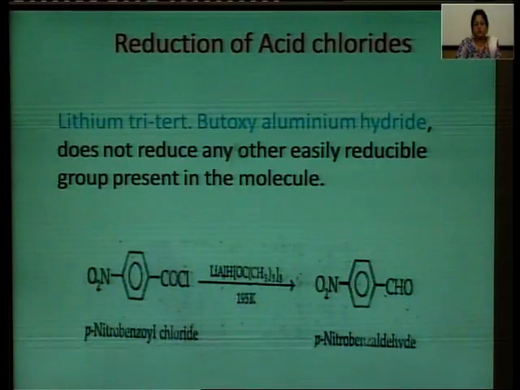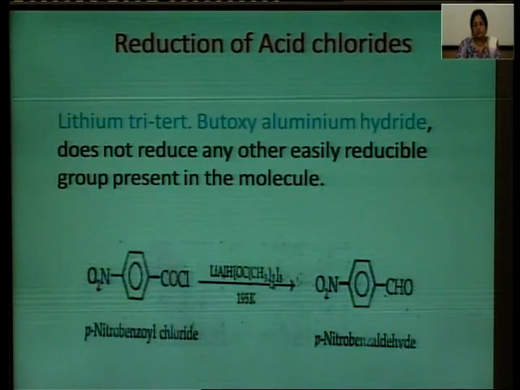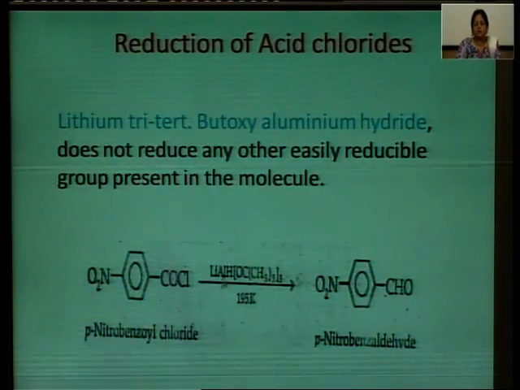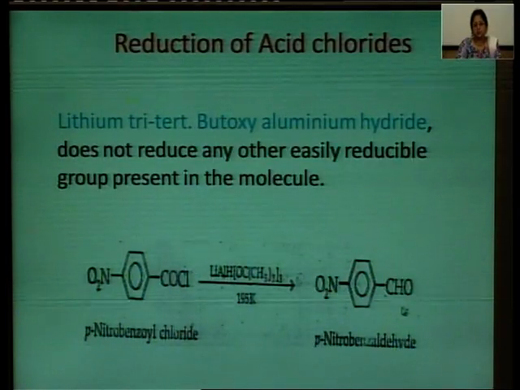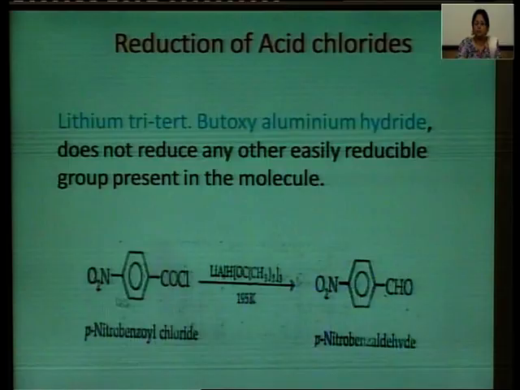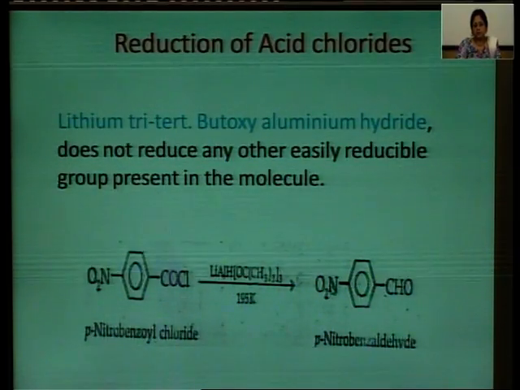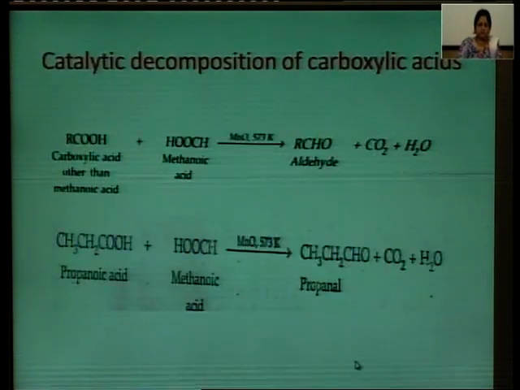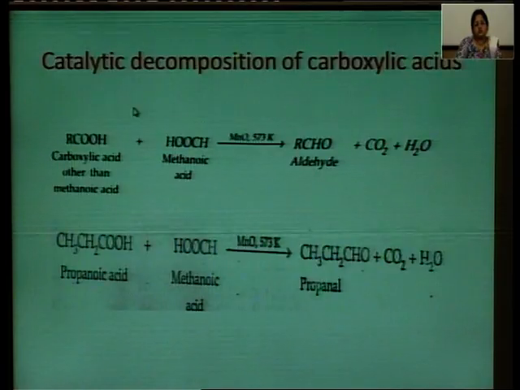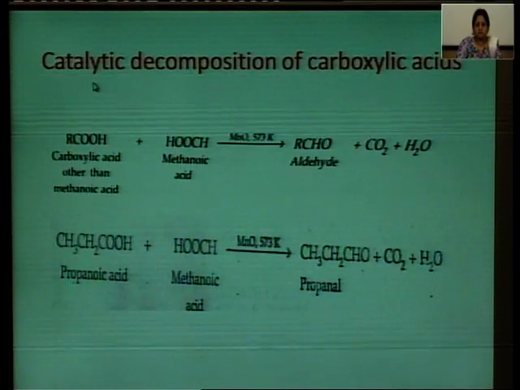Para-nitrobenzoyl chloride, when treated with this reagent, that is lithium tri-tertiary butoxy aluminium hydride, the acid chloride group gets reduced to the corresponding aldehydic moiety, but the second reducible group, that is the nitro group, remains as such. So, we get the compound para-nitrobenzaldehyde. Next method for synthesizing the aldehydes is the catalytic decomposition of carboxylic acids.